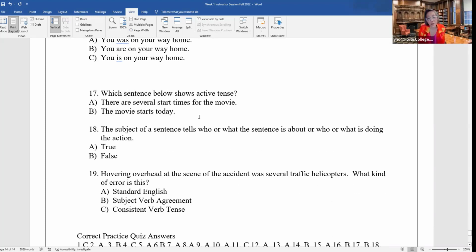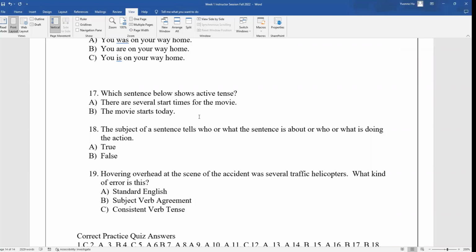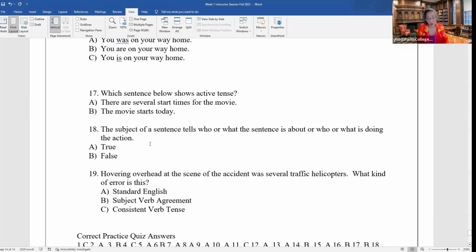Which sentence shows active voice? A, there are several start times for the movie, or B, the movie starts today. Which one shows that the subject is doing the action? Justin. B. B, excellent.